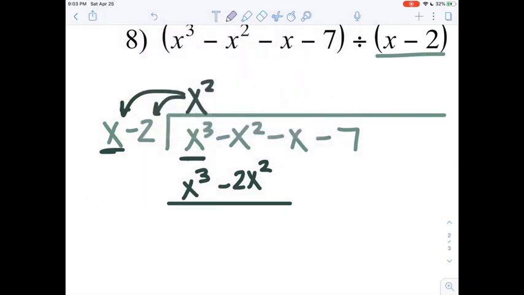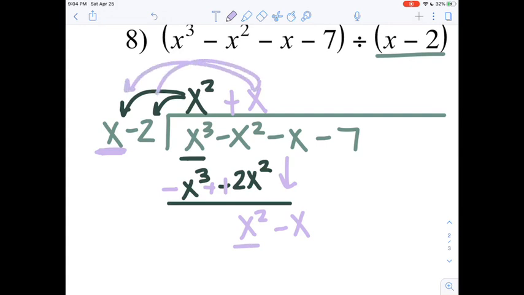And then I have to subtract both of these. So minus, minus, that becomes positive 2x. So I get x squared left. Drop down the next term. Okay, go back to the beginning. What times x gets me x squared? That's positive x. Multiply that by both of these.